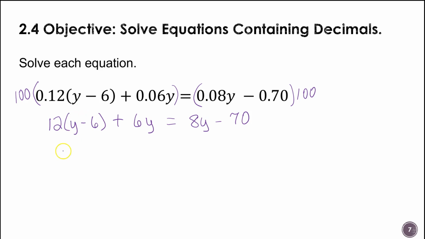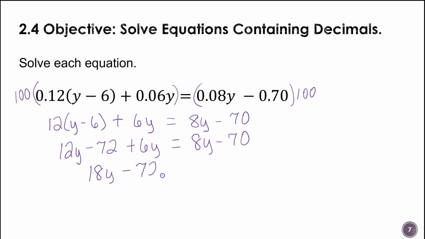Now I'm going to distribute the 12. All right, so 12 times y would be 12y. 12 times negative 6 is negative 72, plus 6y equals 8y minus 70. We have to combine the 12y and the 6y on the left-hand side, and that's going to be 18y minus 72 equals 8y minus 70.